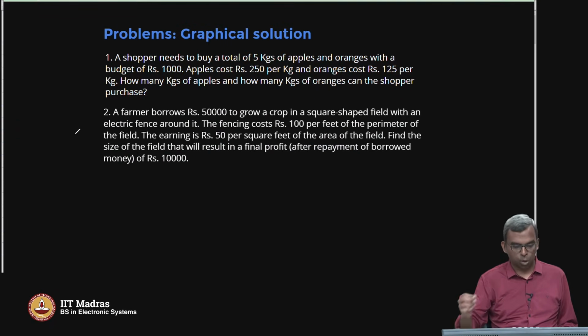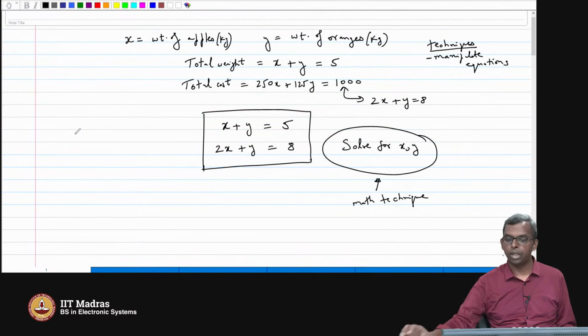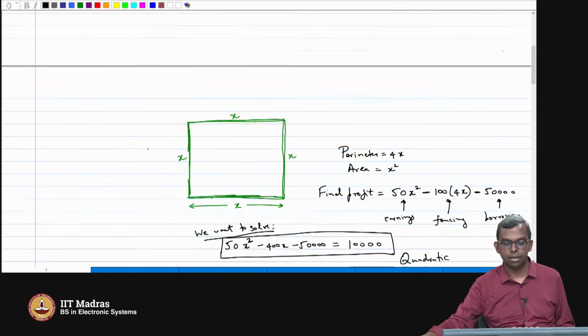So let's go to this farmer problem. This farmer problem also we had solved up to some point and we got one equation. So where is our equation? Here is the farmer problem.